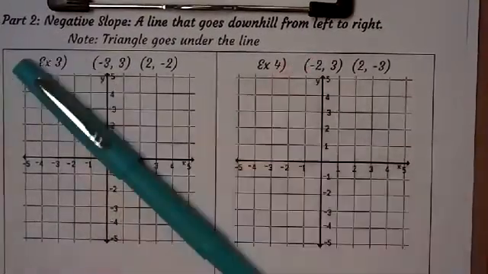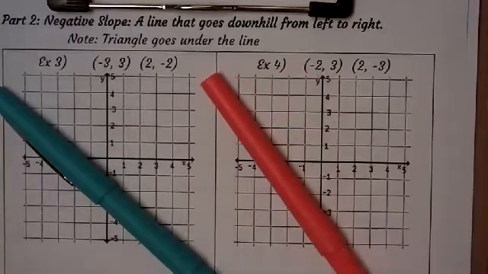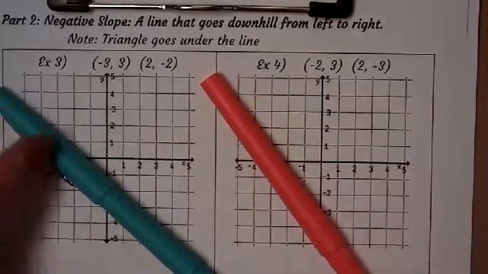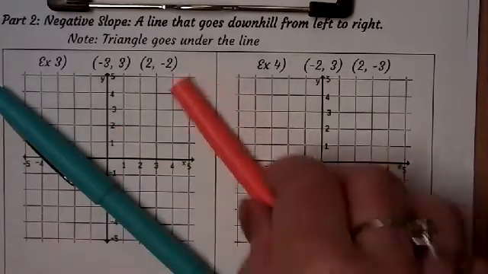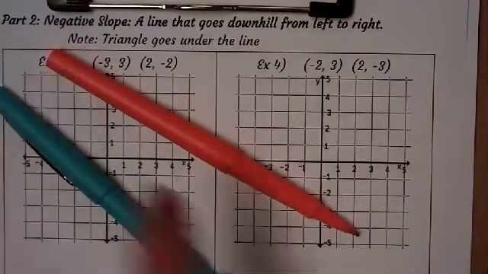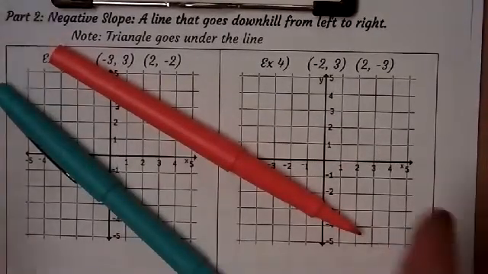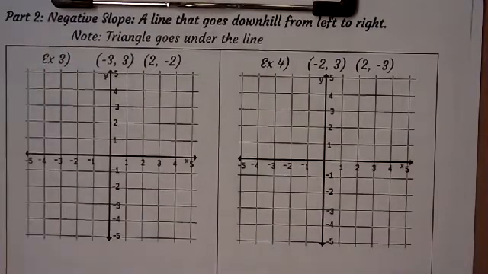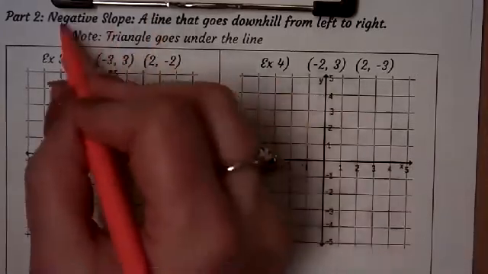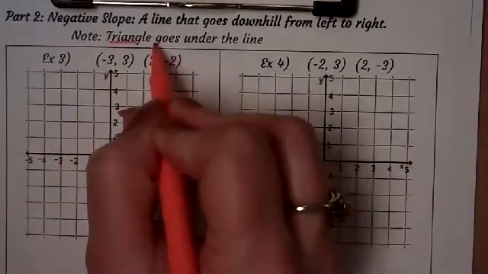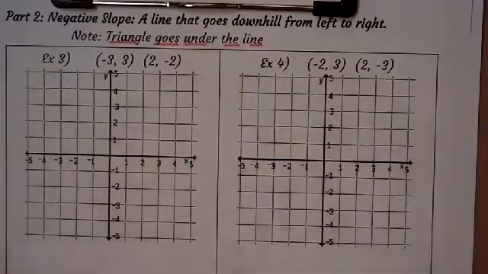Now, if I think about my ink pen right here, these are negative lines because from the left side to the right, they are going down, okay? From left side to right side, it's a decrease, it's a downhill, okay? Now, we're gonna do the same 3 steps we did before, but look right here, because these are negatives, our triangle goes under the line because it's gonna show the going down part, okay? So let's go ahead and graph our line.